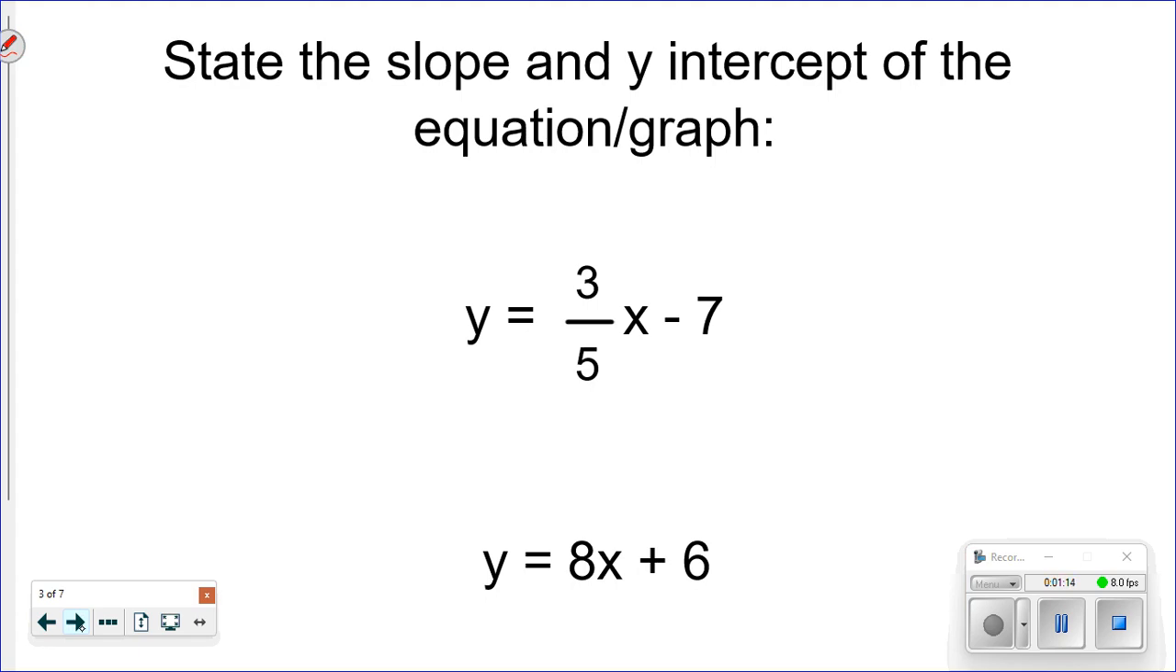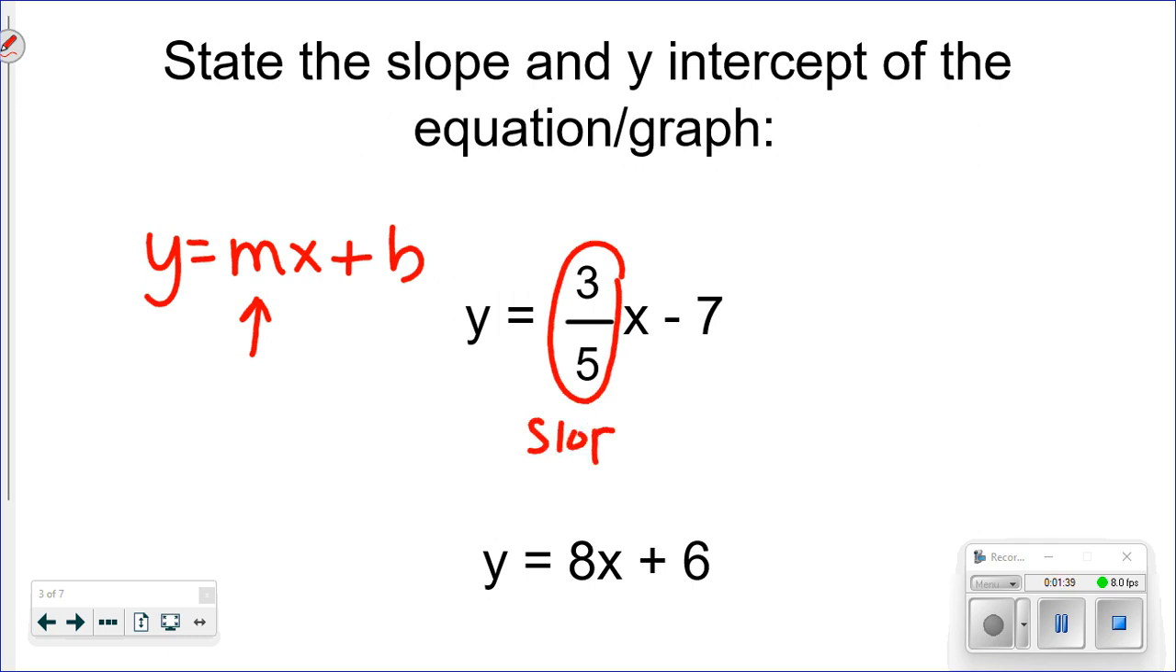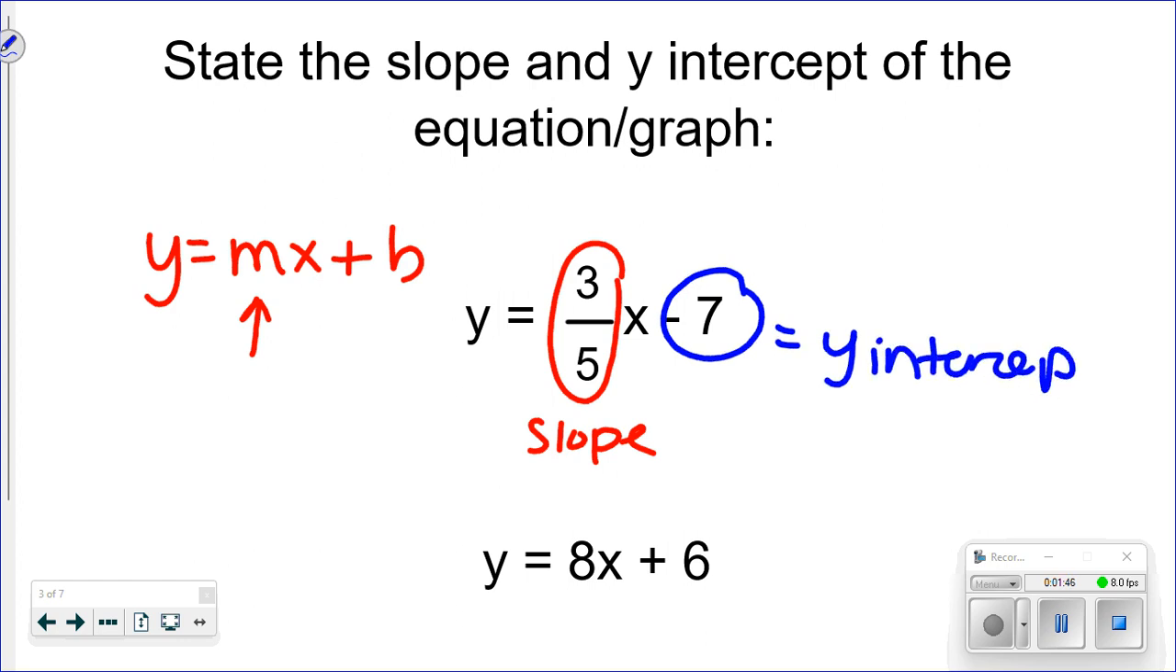All right, so first thing we're going to do is state the y-intercept and the slope of the equations. So the first one says y equals 3 over 5x minus 7. Well, the first thing we're going to think about is, where's the slope at? If we had y equals mx plus b, we knew in this spot was the slope. So this right here is my slope. The y-intercept is here. And you might not know what this means yet, but you will in a second when we start to graph.